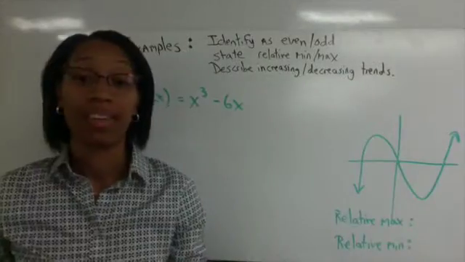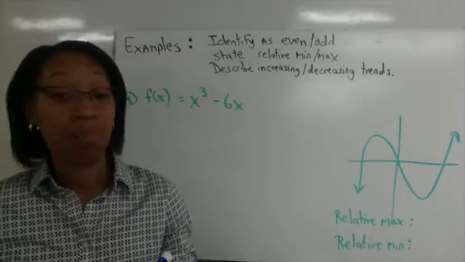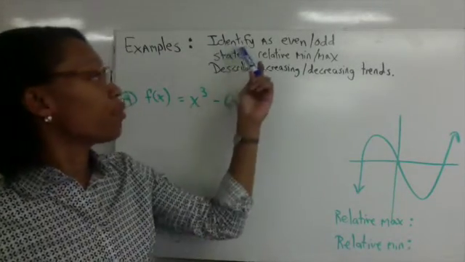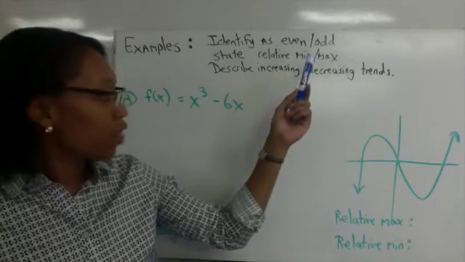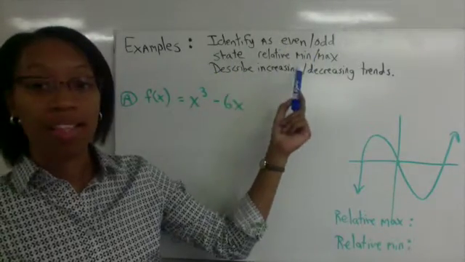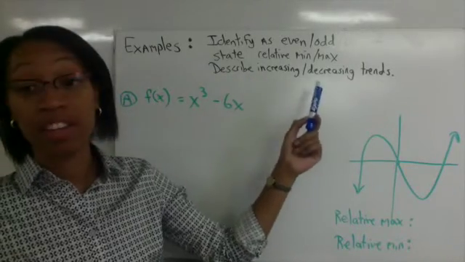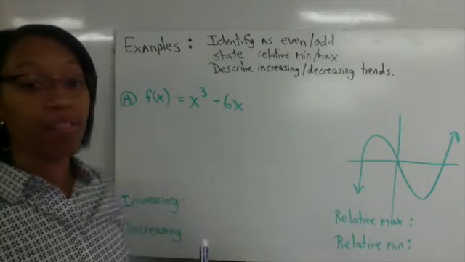Cool. Okay, let's look at some examples. For each one of these examples, I have 3 examples. We're going to see if we can identify whether it's an even or odd function, state the relative max and min, and describe the increasing and decreasing trends that we see in the graph.